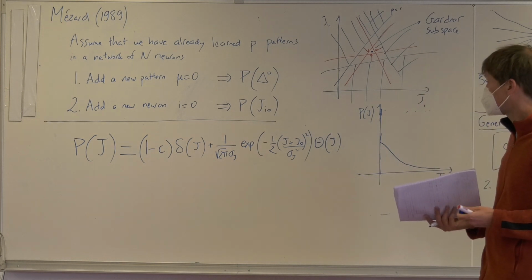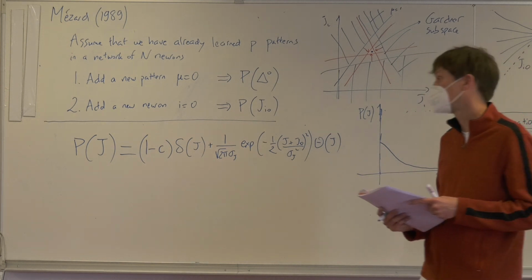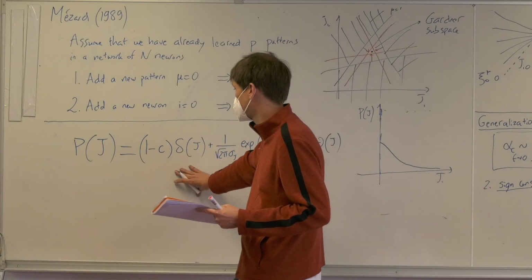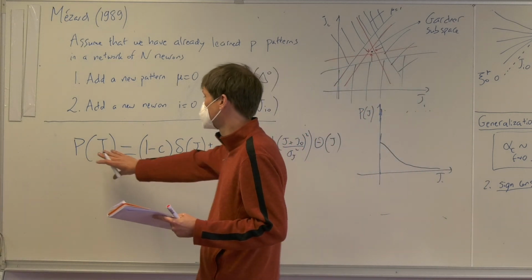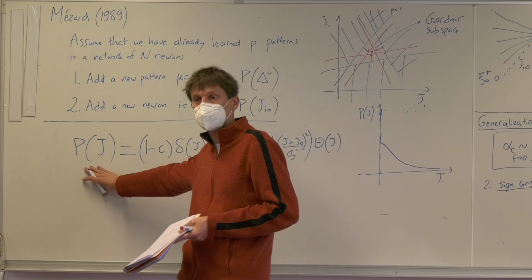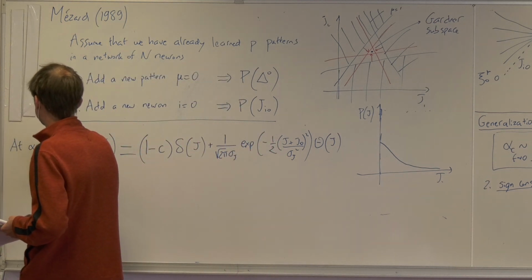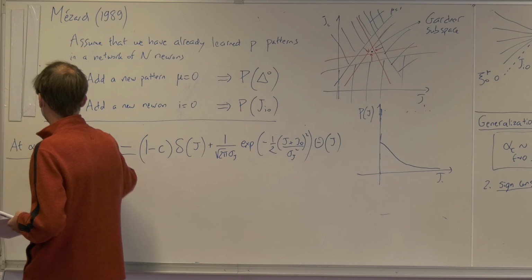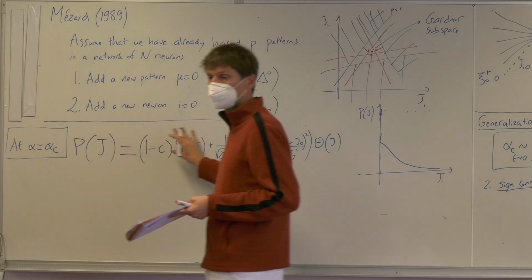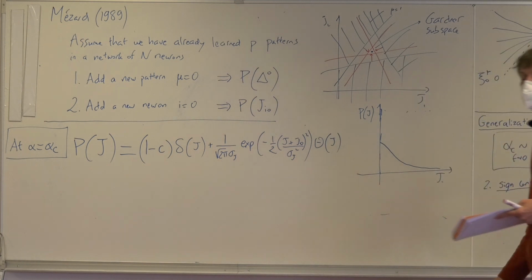Okay, so how does this distribution now depend? Let me step back one step. This is really the distribution at maximal capacity. Otherwise, the distribution takes a more complex form. It's not that simple.